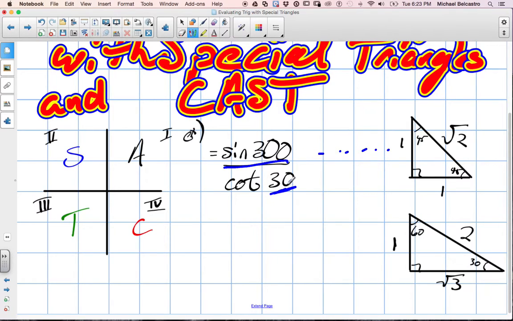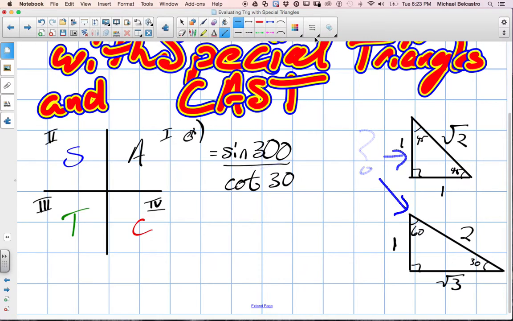Now I know with cotangent 30, I can relate to my special triangle and get a value from that angle of 30. But 300 doesn't occur in either of the special triangles. But there is a principal angle involved with 300.